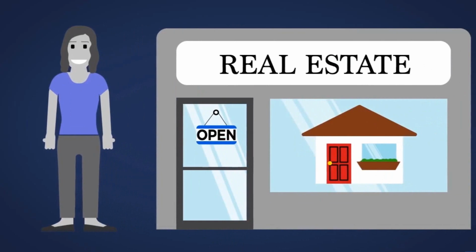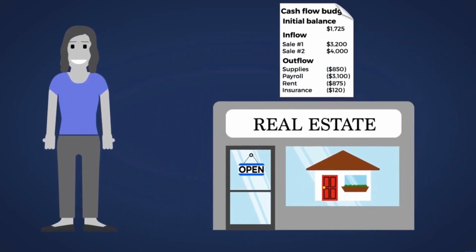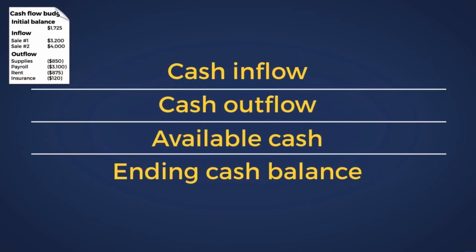Let's take a look at how you might be asked to create a cash flow budget. Janine owns a real estate office and has prepared a cash flow budget for the upcoming month. Her beginning cash balance is $1,725. Her projected revenue is $7,200, and costs are $850 in supplies, $3,100 in payroll, $875 in rent, and $120 in insurance. What are the dollar amounts that belong to the following categories?